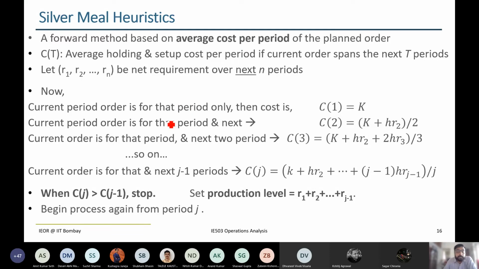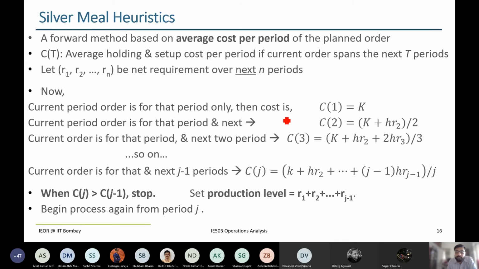So let us assume that R1 to Rn be the net requirements for the next n periods. Suppose I produce in period 1, and if it lasts only for 1 period, then what is the cost? That will be only the setup cost, right? Suppose R1 to Rn are the net requirements for the next 10 periods. I produce in R1 and that lasts only for the R1 period, then I will incur only setup cost. There's nothing to hold. Suppose in R1, I produce enough quantities for both R1 and R2. That means for period R1, I will incur a setup cost plus I'll incur a holding cost for the R2 quantity, which is what is given in the second equation.